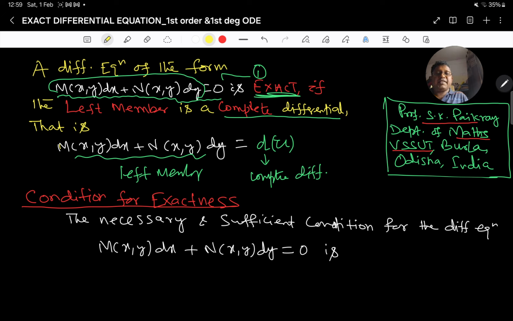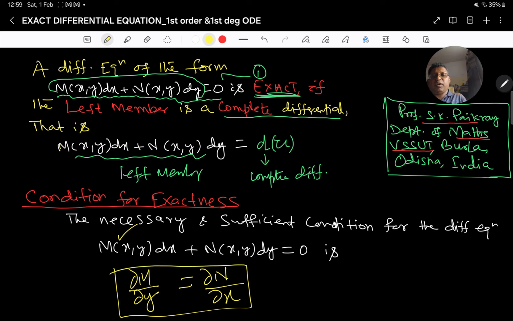Now the condition for exactness of this differential equation is del M by del y equals del N by del x. So don't be confused with M and N: this variable is taken with respect to the opposite variable. If this condition holds, then this is called the condition for exactness, and this is a necessary and sufficient condition. Once the equation is exact, this condition will hold, and once this condition holds, the equation is also exact.